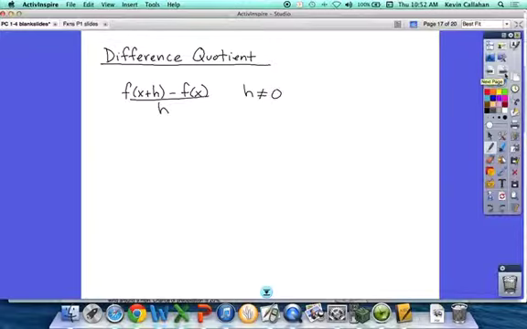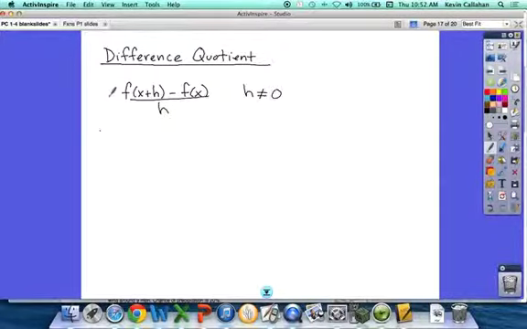Difference quotient, right? This is a difference quotient. What does the word difference mean in math? Subtraction. What does the word quotient mean in math? Divide. So there you go. This thing has a subtraction in the numerator, and then it's a divide. h does not equal 0. Why does h not equal 0? Because you'd be dividing by 0, that would be undefined, right?